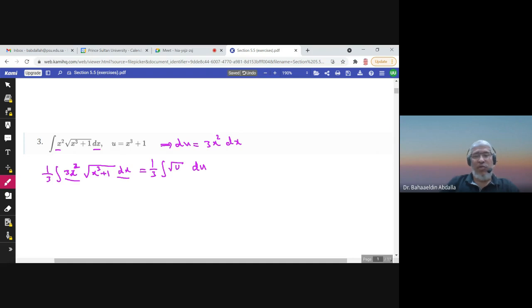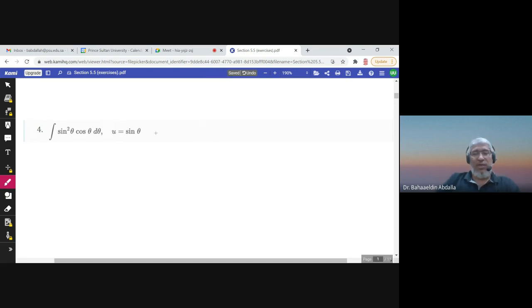To find the integral of this, it is u to the power half, so the integral is u to the power 3 over 2 over 3 over 2, or times 2 over 3, plus c. So the final answer would be 2 over 9, and I replace u by x cubed plus 1 to the power 1.5, or 3 over 2, plus c.